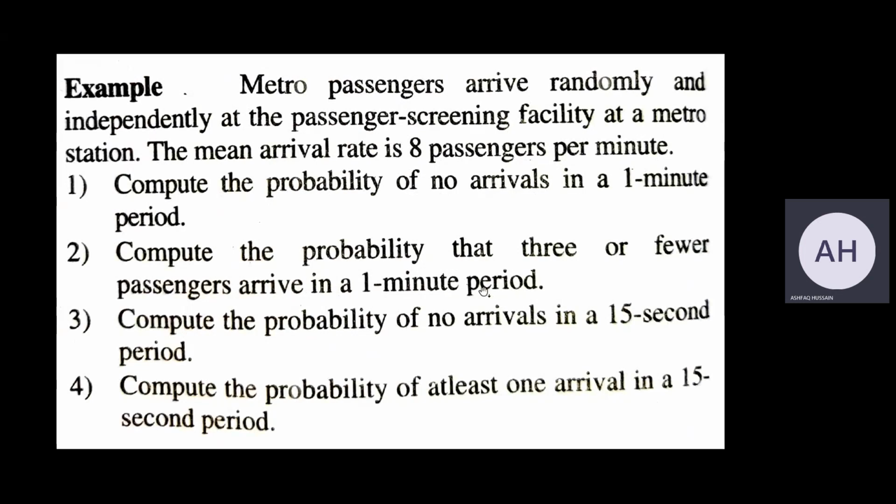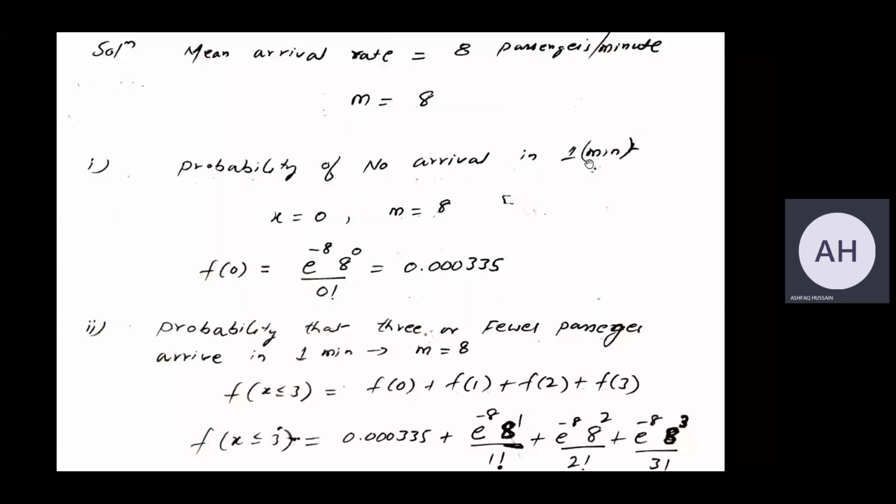So the mean arrival rate is given in the question, 8 passengers per minute. That is nothing but the mean, small m. So question 1 is the probability of no arrival in 1 minute. Since the mean is given per minute, we can take it directly. No arrival means put x is equal to 0 here. So this is the actual value and this is the mean value. Put x equal to 0 in the Poisson distribution equation and you will get the probability of no arrival.